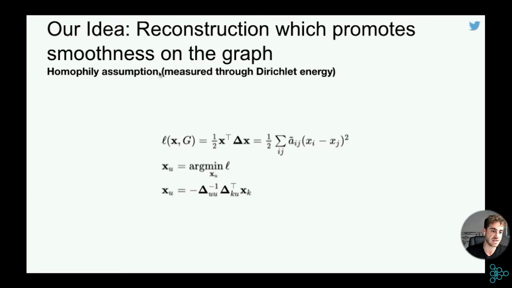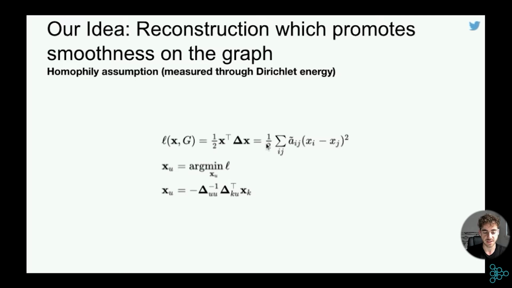Homophily is basically the same idea, that neighbors are more likely to share similar attributes. This kind of smoothness on graphs is measured using a measure called Dirichlet energy, which you can just think of as a way to measure smoothness. The lower the Dirichlet energy, the smoother the signal is on the graph. Here I'm defining this Dirichlet energy as the quadratic form of the Laplacian. So x again is the feature, delta is the Laplacian, so it is half of x transpose Laplacian delta x.